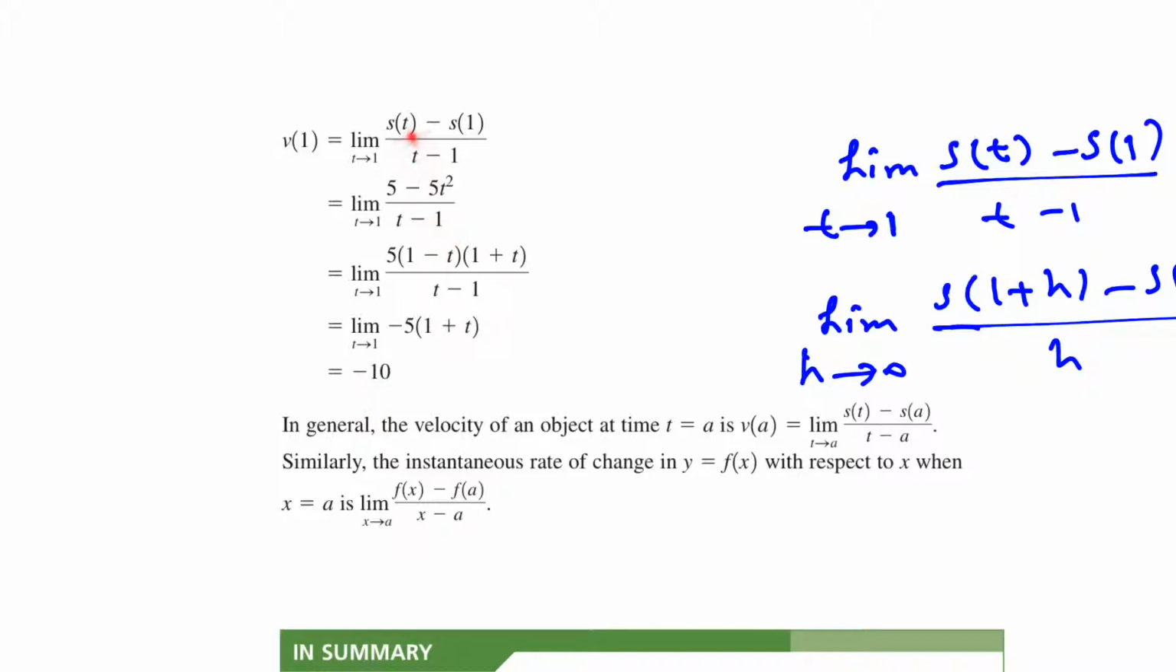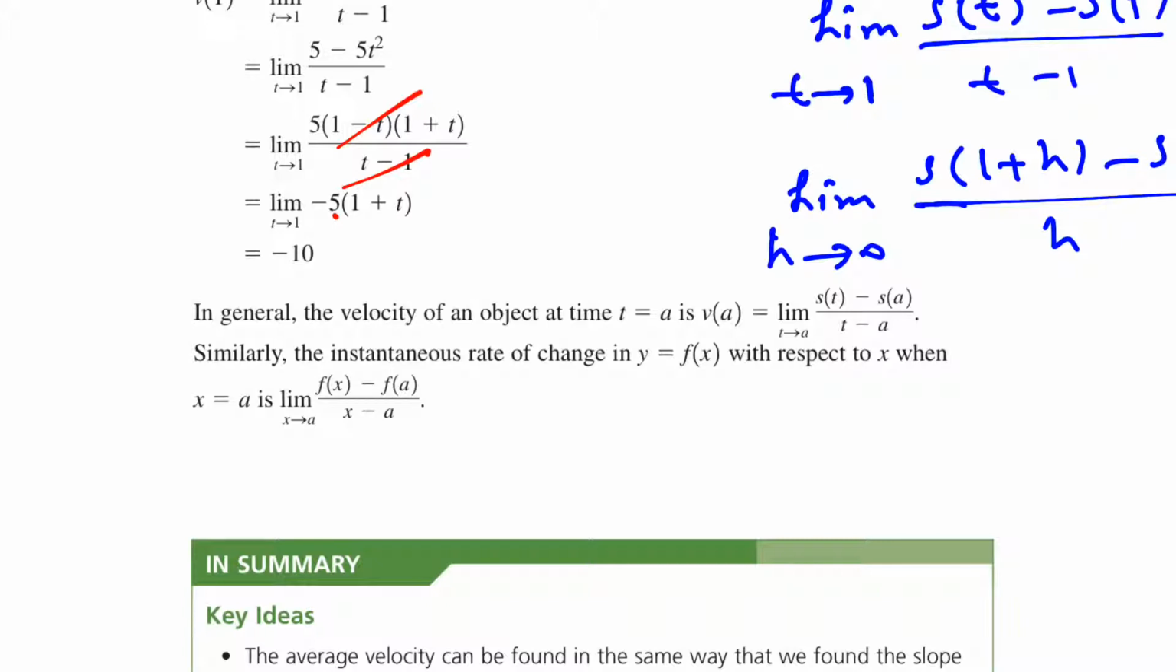To find the limit, we find S at t minus S at 1, 5 minus 5t squared. It can be factored as 5 times 1 minus t times 1 plus t. The limit is the same as limit of 5 times 1 minus t times 1 plus t over t minus 1 as t approaches 1. We reduce the fraction. T minus 1 and 1 minus t are opposite of each other. When we reduce it, we get negative 5 times 1 plus t.